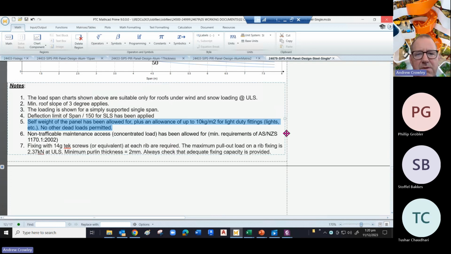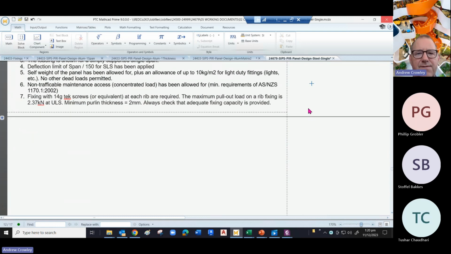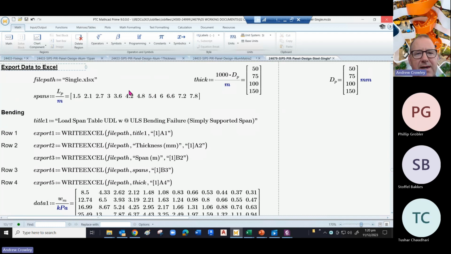So that's the end of the normal panel design. Let's look further. Now I promised you some Excel. And now we export all of that data into Excel. This looks like programming, because it kind of is. We first declare a file name for our Excel spreadsheet that we're going to create. In this case, it's called single.xls because we're doing single spans.